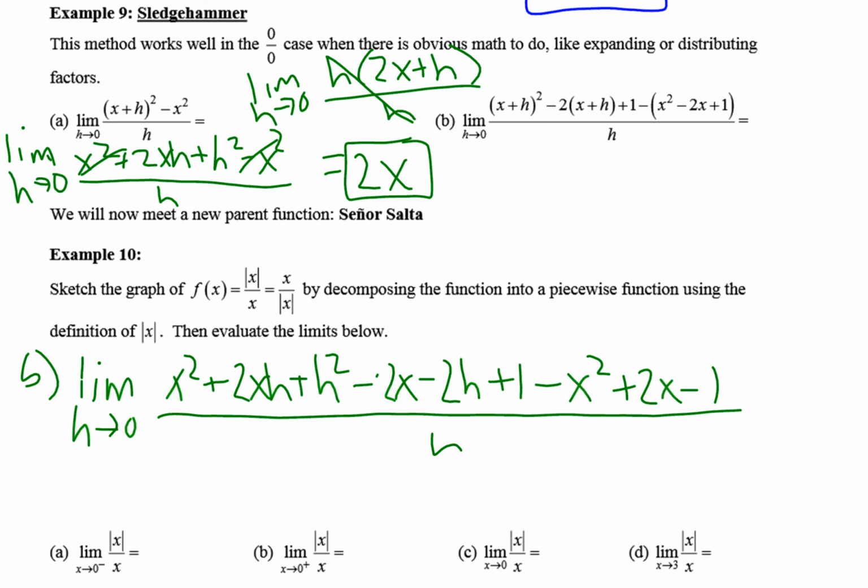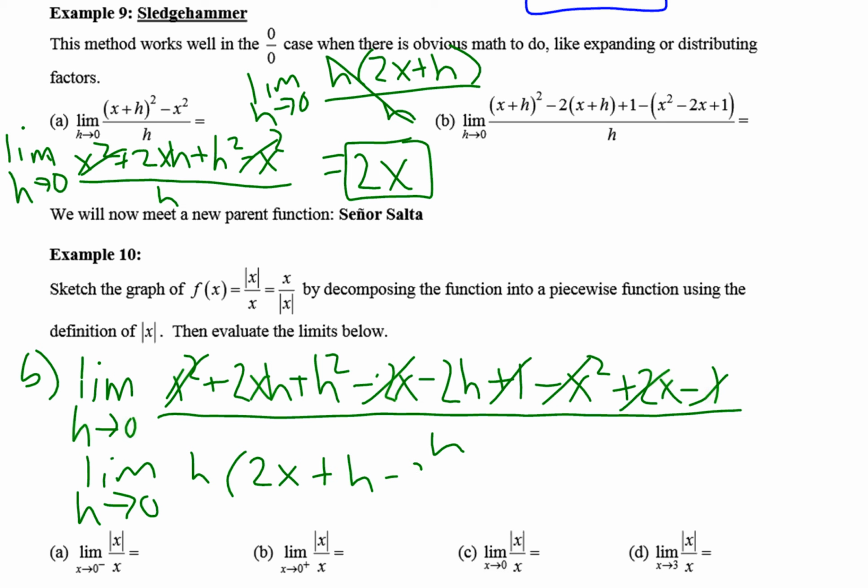And again, it's good to write it out very carefully. Don't forget the terms. Look at what you can cancel out. Everything has an h left. So take your limit as h goes to 0, factor out h. We have 2x plus h minus 2h. Cancel those out. Plug in 0 for h.